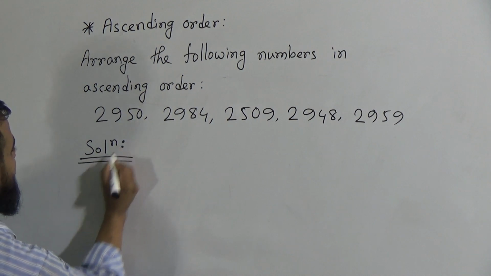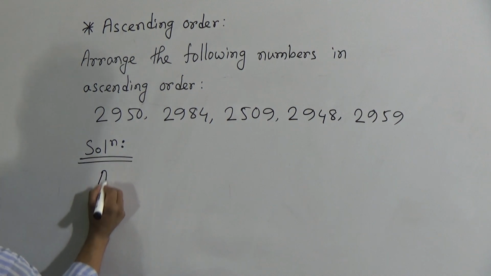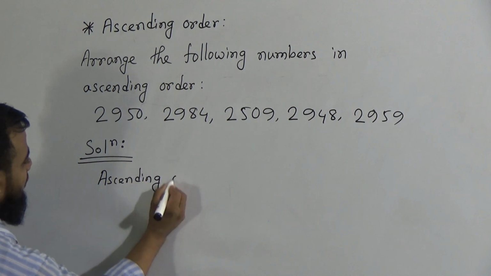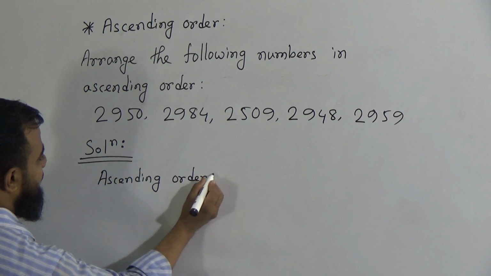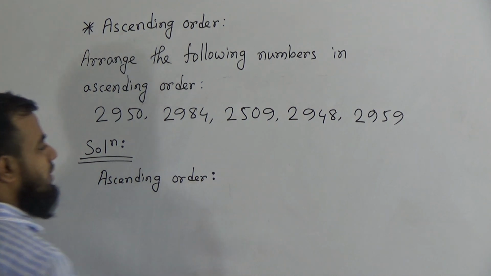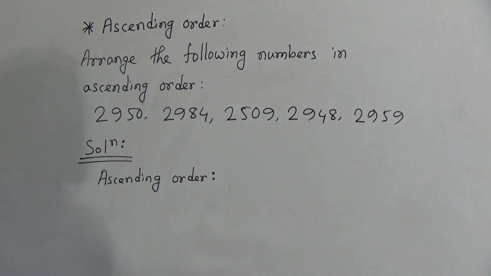You should write down ascending order, right? Ascending order. Now we will give a colon also here. Now we will write down smaller number to greater number. What is the smallest number here? To identify the smallest number, how should we determine it?